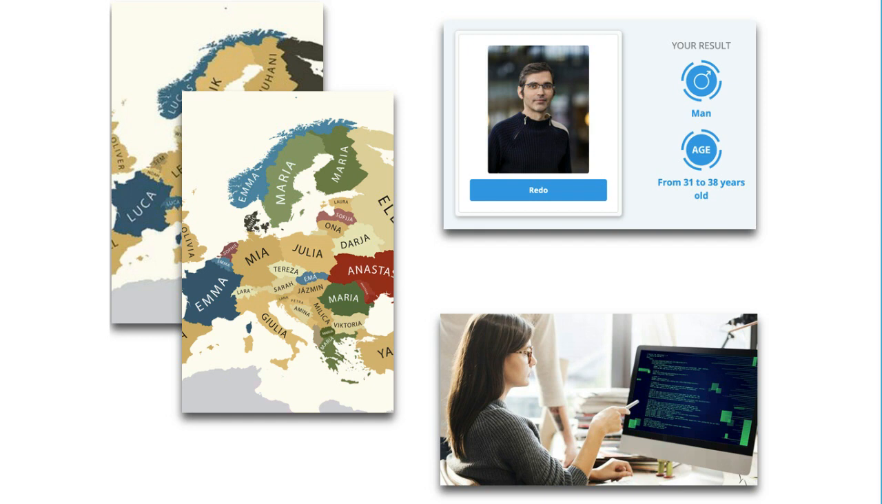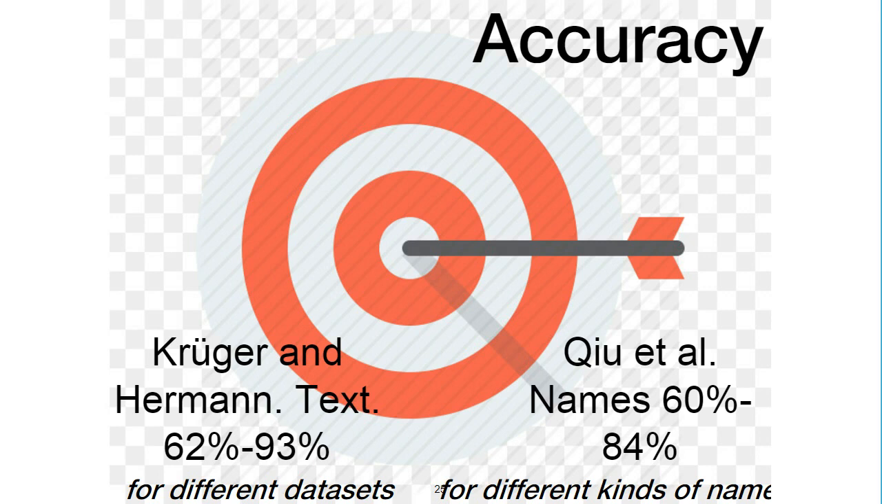But of course, all those tools have their limitations. And the first of those limitations is accuracy. Krüger and Herrmann have evaluated different text-to-gender tools. And for different data sets, their accuracy ranged between 62 and 93%. And the highest percentage, 93%, was achieved, if I remember correctly, for novels, which is a very, very different kind of writing compared to source code.